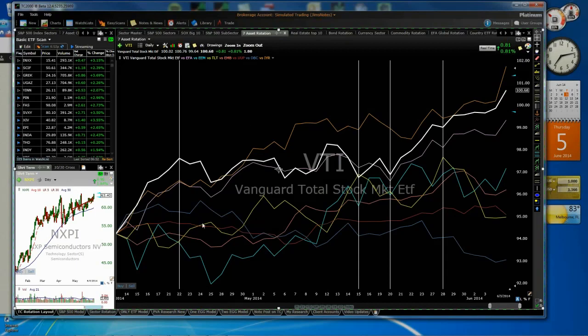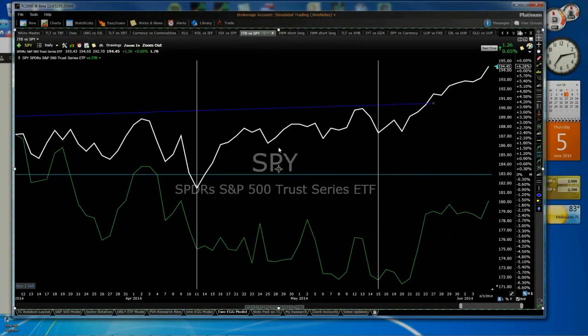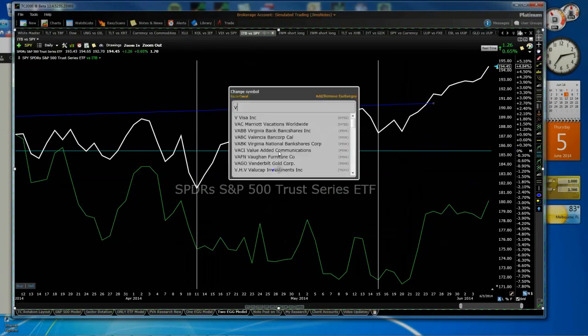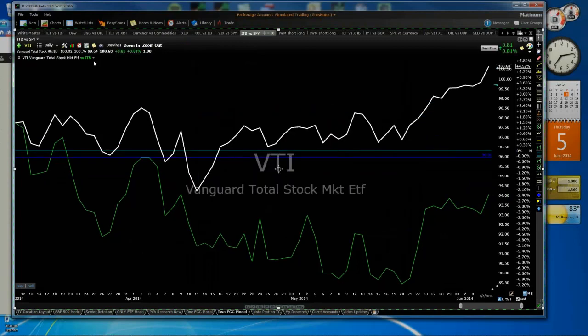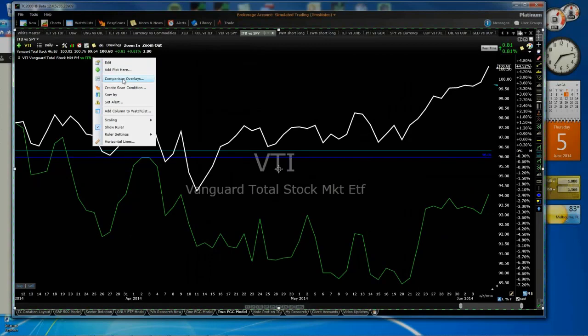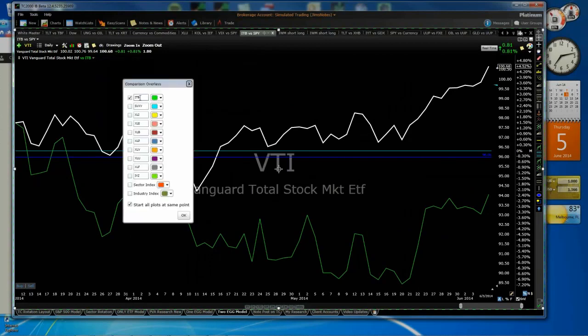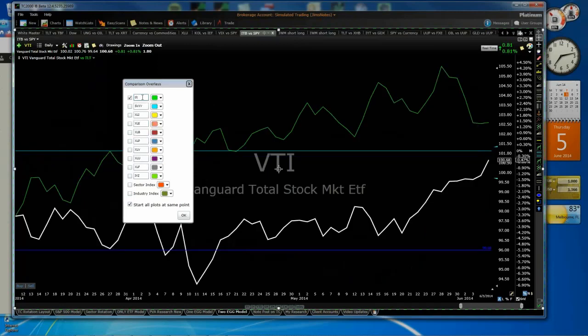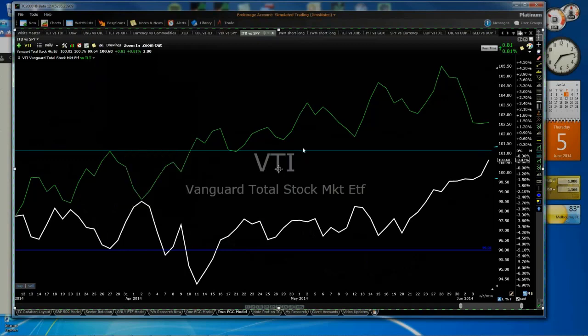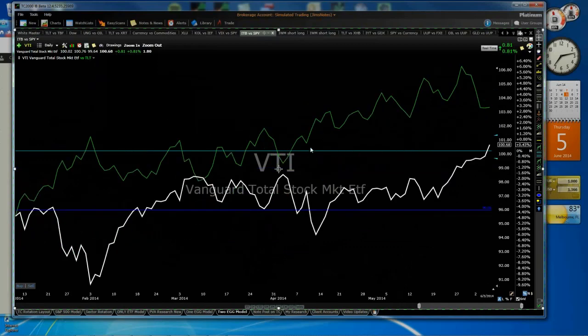Now, there's another, let's see if I can flip over to another chart. I'm going to change this to VTI instead of SPY. And then I'm going to go up here, and for those of you who have Telechart, you can just go into the comparison overlays, and you can add what you want in here. And I'm going to put TLT in here because I want to show you the dynamics of these charts, even beyond just a scatter chart or a comparison chart, just beyond looking at a bunch of things.